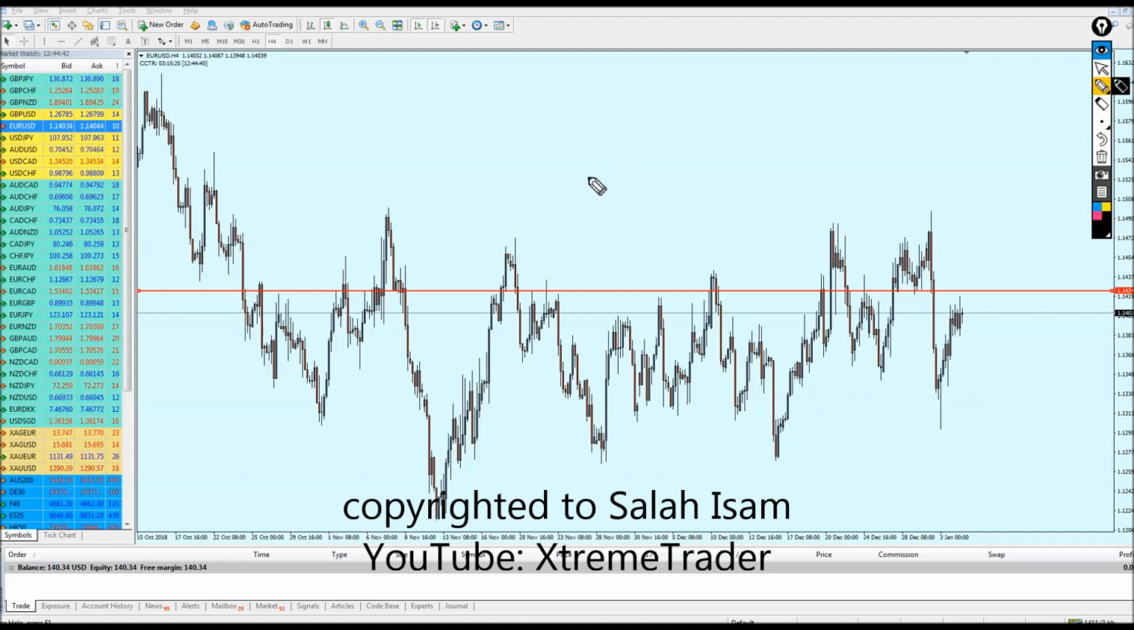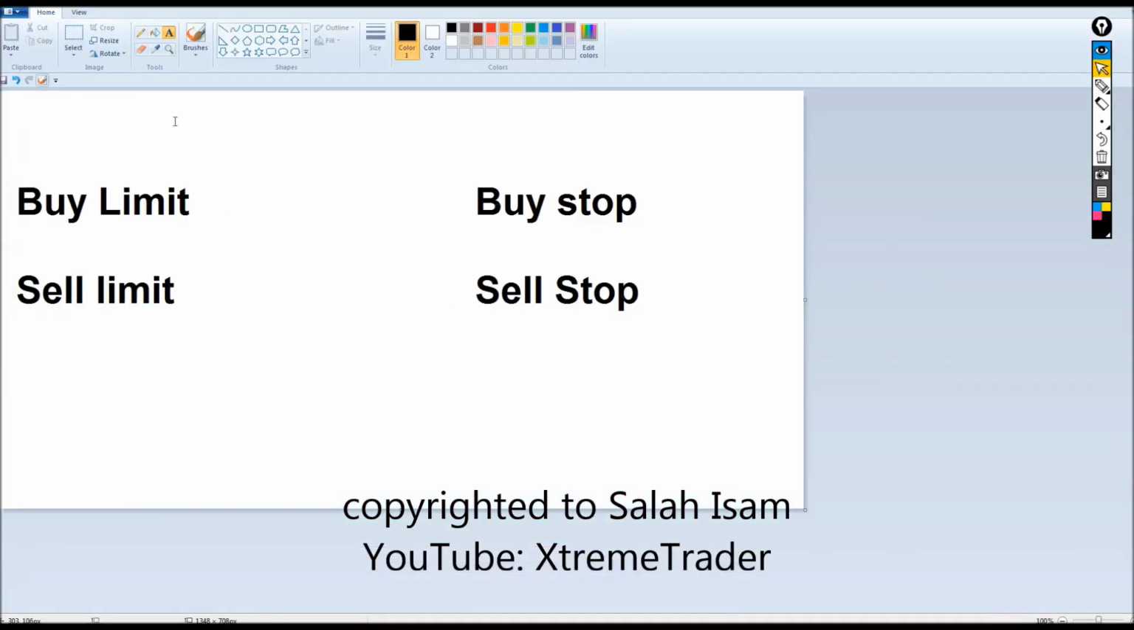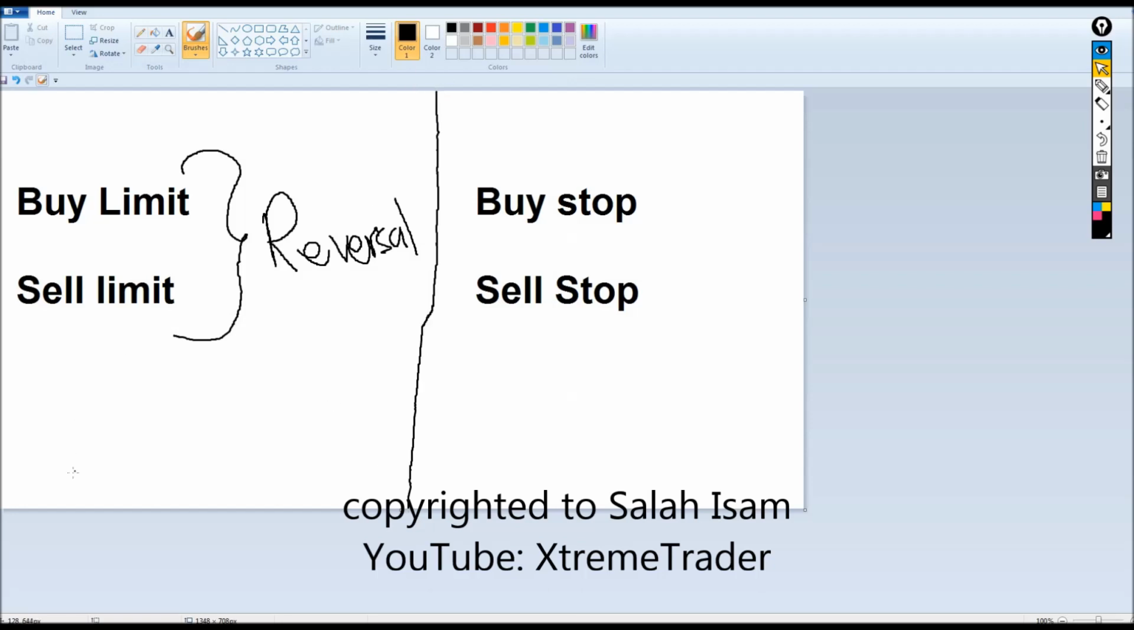So in other words, if you want to make it very simple and easy, buy limit and sell limit is for reversal. If you are planning for a reversal, if you want to place a sell option when the candles are going up, you want to place a sell order on the resistance, this is what you want to use, sell limit. If you want to set a buy option when the candles are going down, hitting a support level, and you want to place the buy option here, so you are hopefully getting the reversal, this is what you want to set, buy limit.